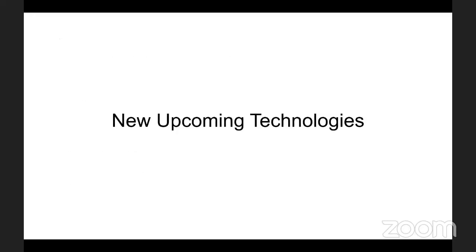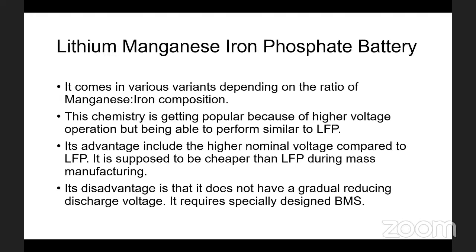And let's talk about the new upcoming technologies. So there is LMFP, which is a lithium manganese iron phosphate battery. It comes in various variants depending on the ratio of manganese and iron composition. This chemistry is getting popular because of higher voltage than LFP. So its discharge capacity is pretty much similar to LFP, but the voltage, the potential, is on the higher side. So it is garnering a lot of attention. In fact, some of the Indian companies are doing trials with it. And it is expected to take a little bit of market share in the future.